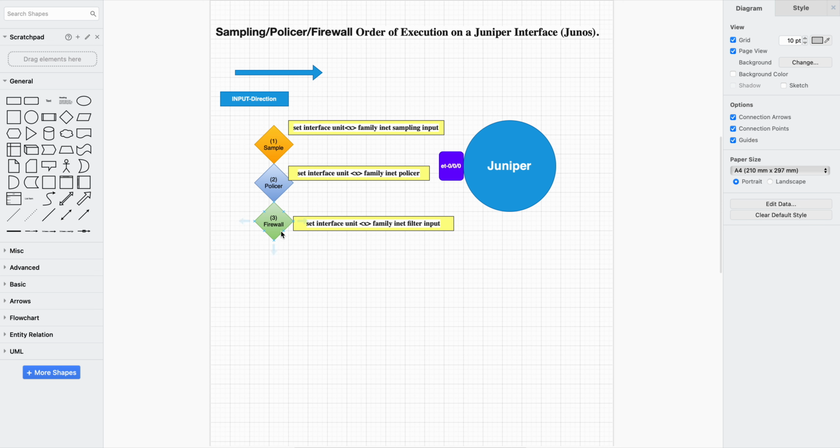This is due to the architecture of the line card, but there are benefits to it. If policers were to happen first, then your sampling would not give you a true representation of what data is happening. So it is important to know what exactly the sequence will be, and then you could configure or design the things that you want in accordance with how it is possible. So this is on the input direction.